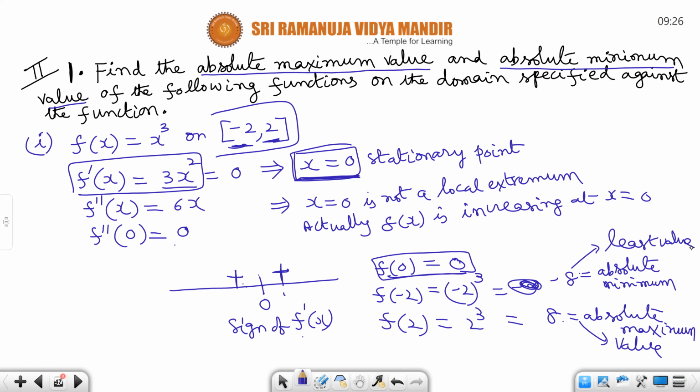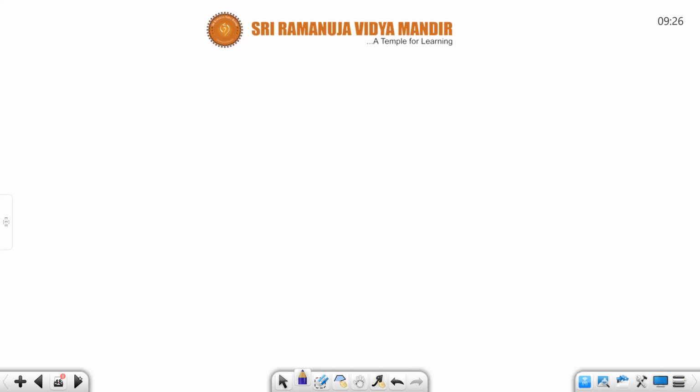Understood? So we have to find the local extremum and also the values of the function at the endpoints of the given domain. And out of them, we have to choose the greatest and the least. Okay. Let us do the next question. Second one.